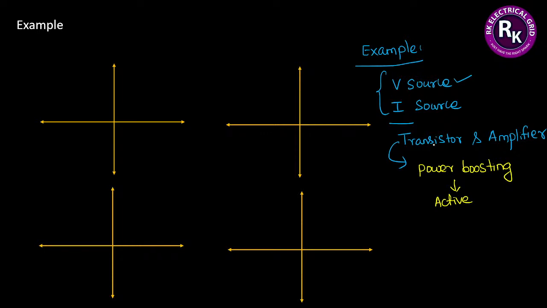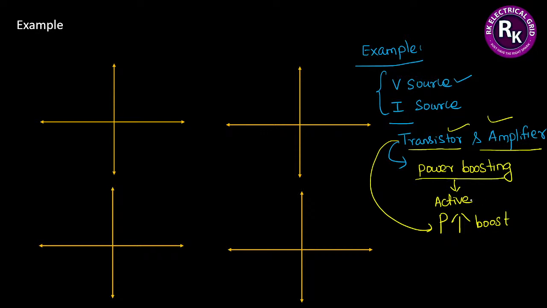There is another definition. With respect to transistors and amplifiers, you all know transistors can boost the power. So they can act as an amplifier, a power amplifier. So amplifiers and transistors are also called power boosting elements, also called active elements. Why? They are boosting the power. That's why another definition for active elements is: if an element has the capacity to boost the power, then that element is called an active element. So transistors and amplifiers have the ability to boost the power.